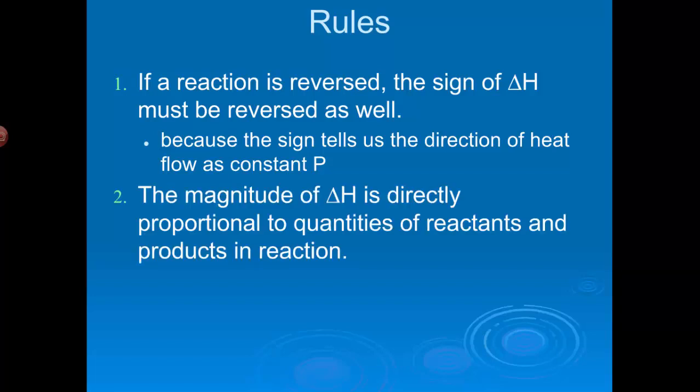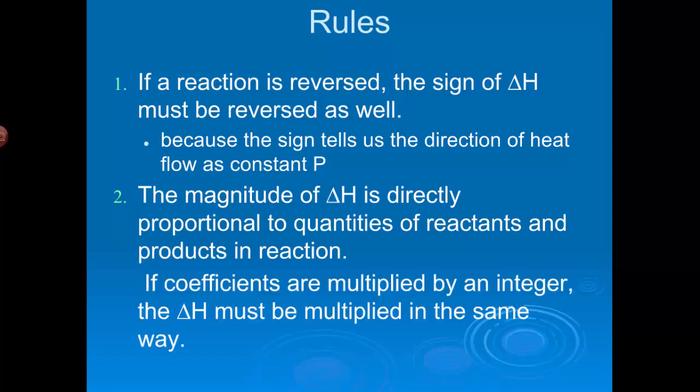The size or magnitude of delta H is directly proportional to quantities of reactants and products. What does that mean? Well, that means that if you multiply a reaction by an integer, you have to multiply delta H as well by that same integer in order to keep the amount of energy consistent. Okay? Delta H is an extensive property, which means it depends on how much stuff you have.